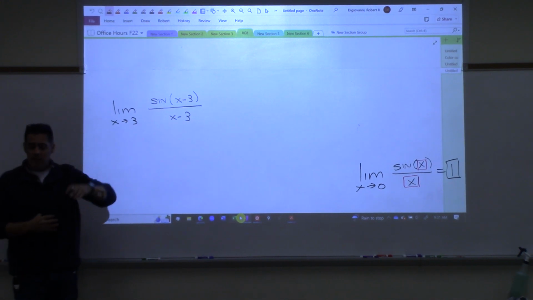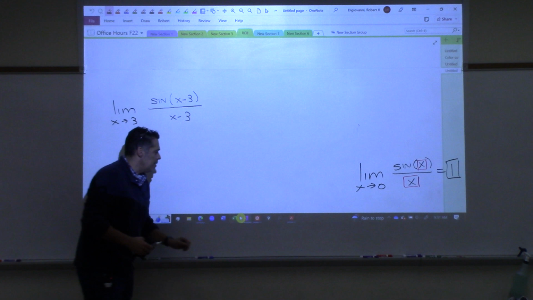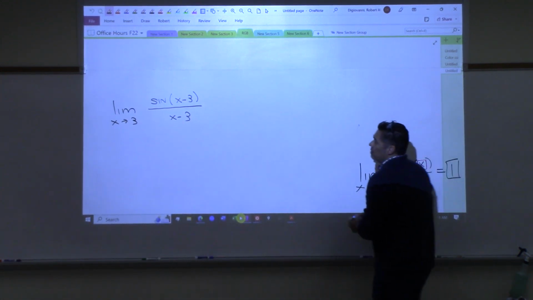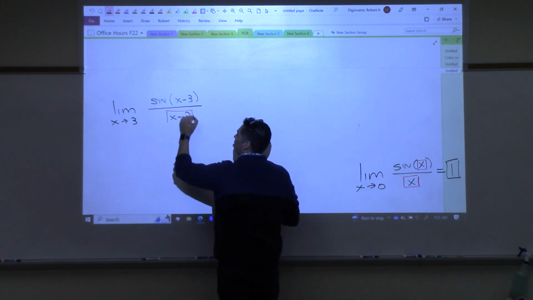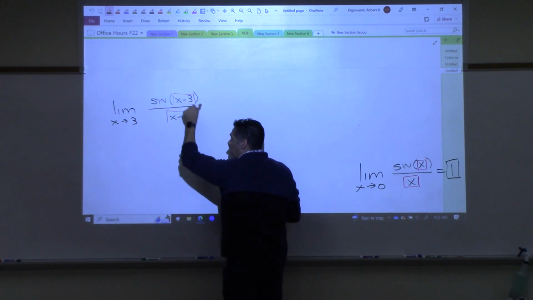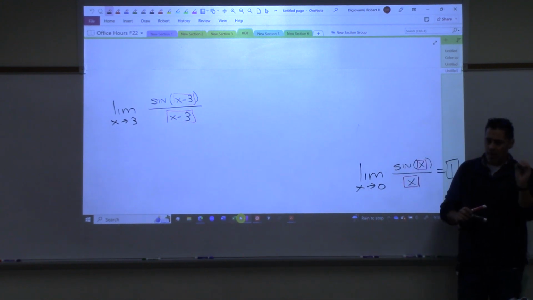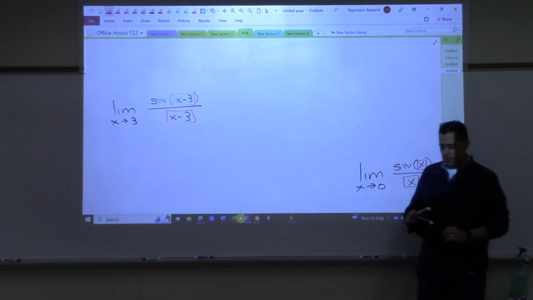This is bad. But we have to recognize now that we have the junk and the junk, right? And they match, exactly match. So here's our junk. They match exactly. And do they both go to 0? As x goes to 3, they both go to 0, don't they? So my answer is 1.